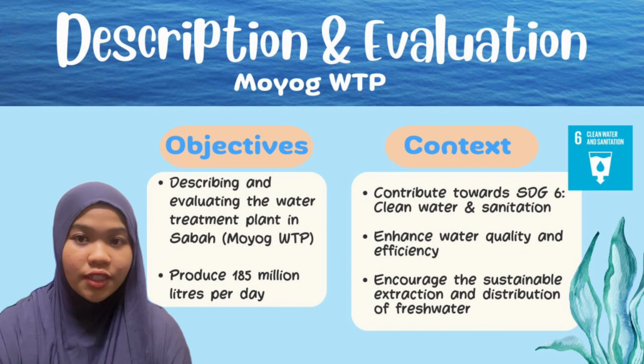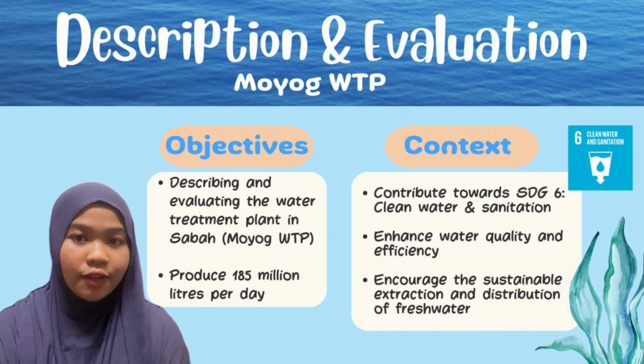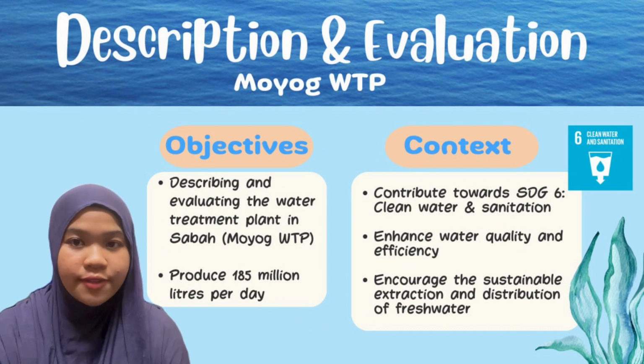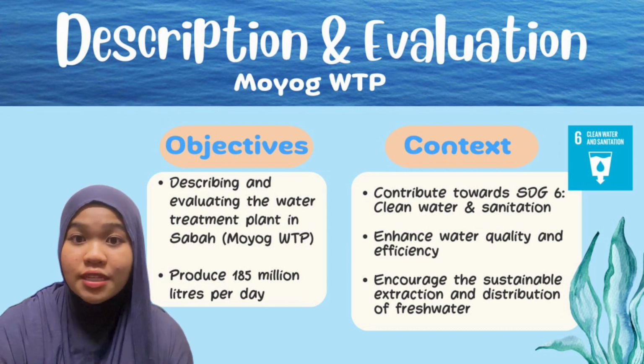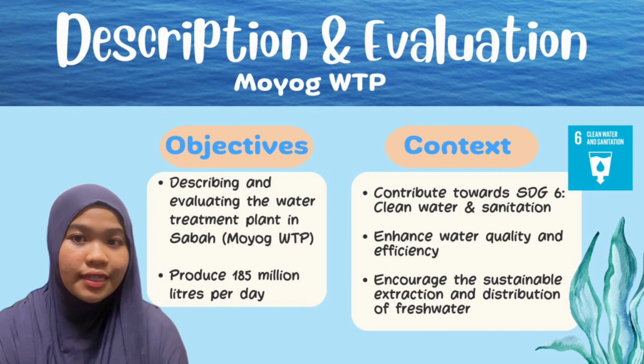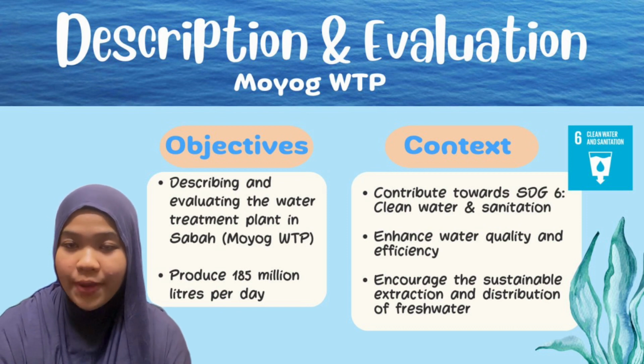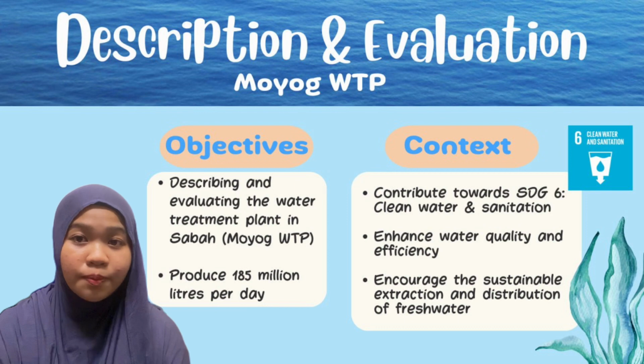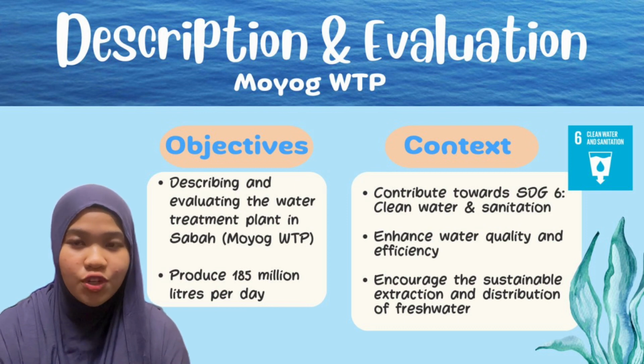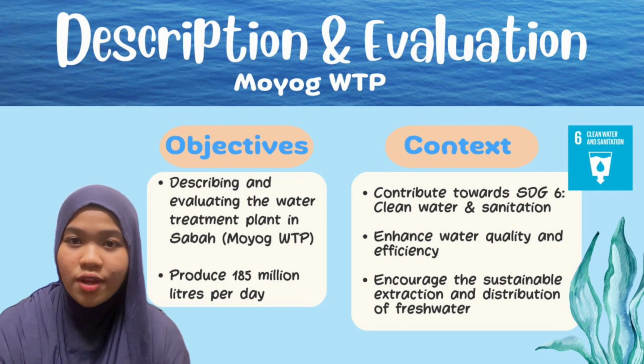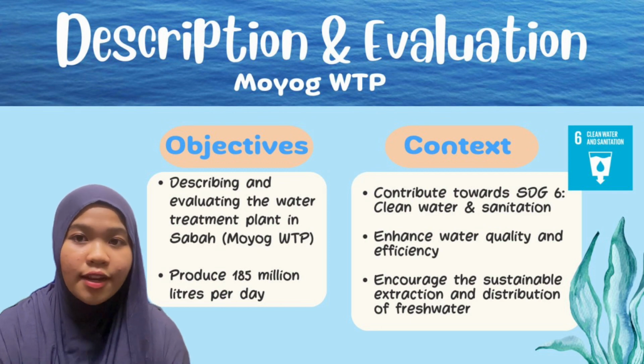First of all, the objective in this section includes describing and evaluating the water treatment plant in Sabah, specifically Moyok. Moyok's objective is to produce 185 million liters per day to supply the whole area of Kota Kinabalu as well as Penampang. Next, the water treatment plant aims to contribute towards SDG 6, which is clean water and sanitation. It also seeks to enhance water quality and efficiency, as well as to encourage the sustainable extraction and distribution of fresh water and the elimination of defecation in public.